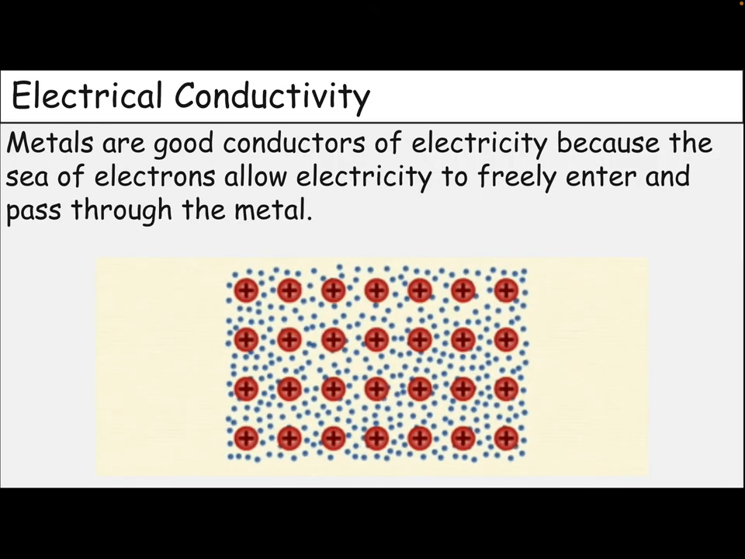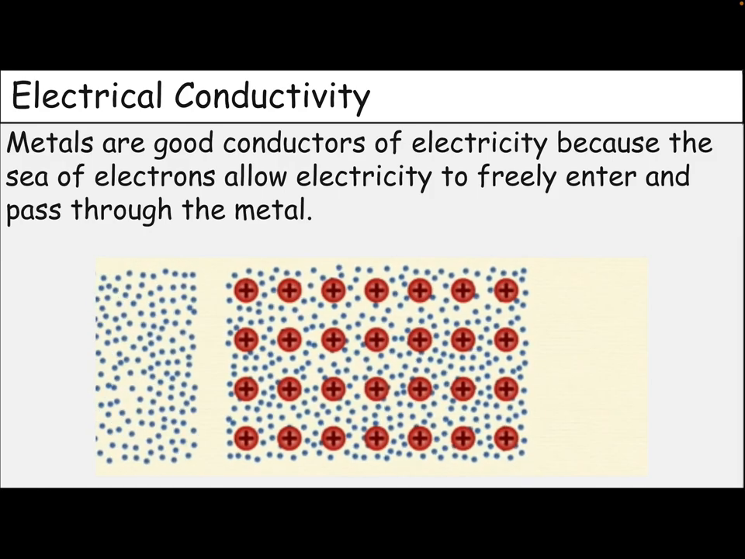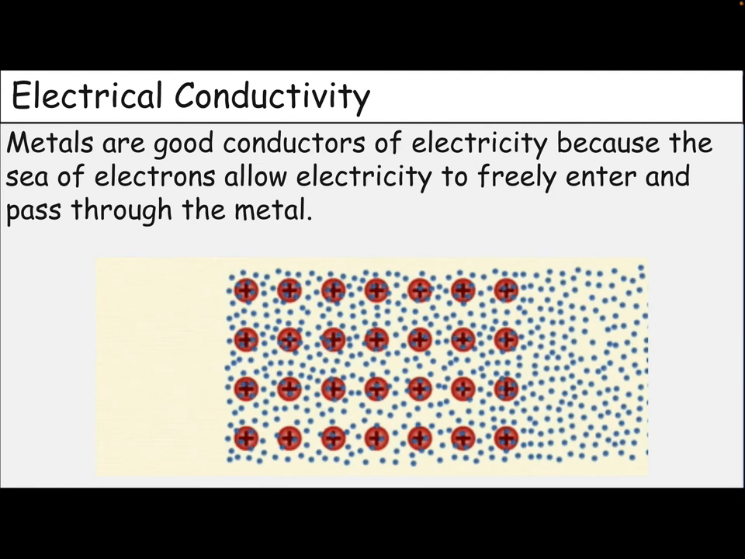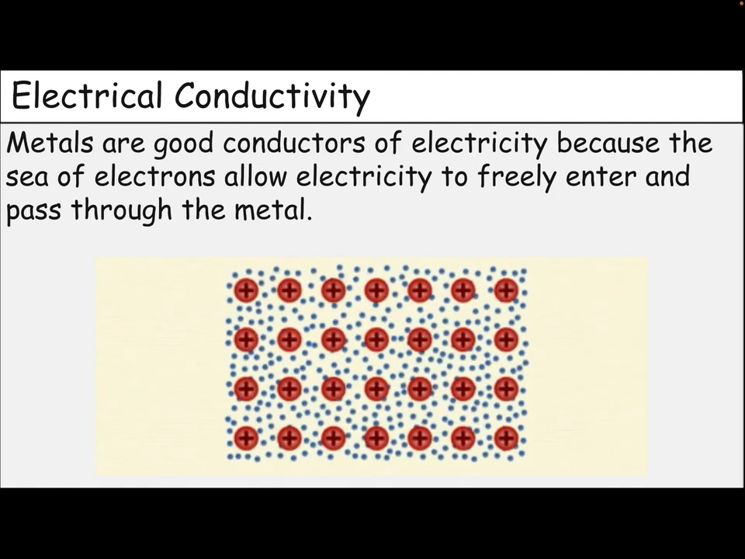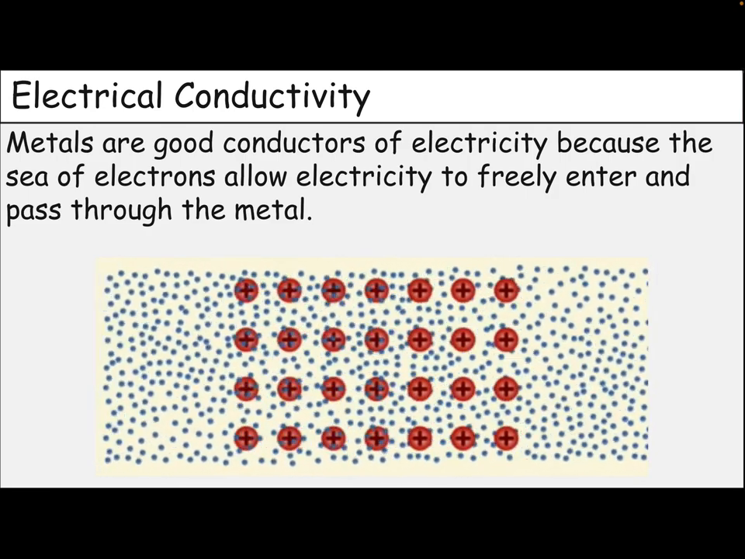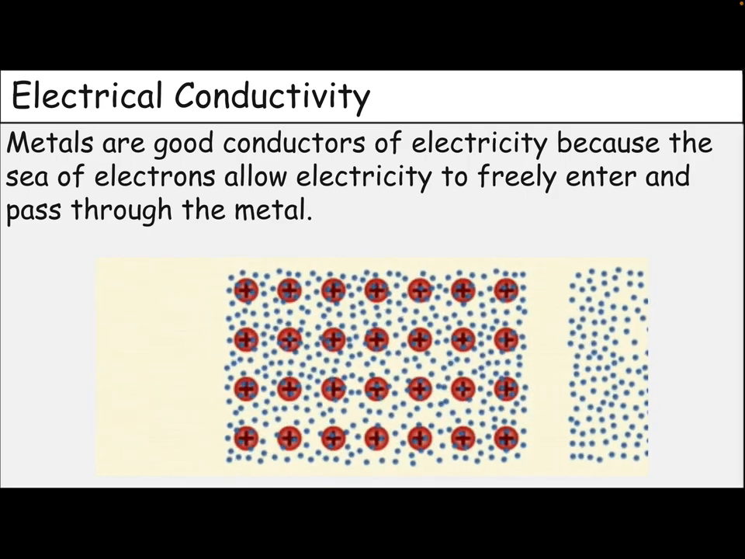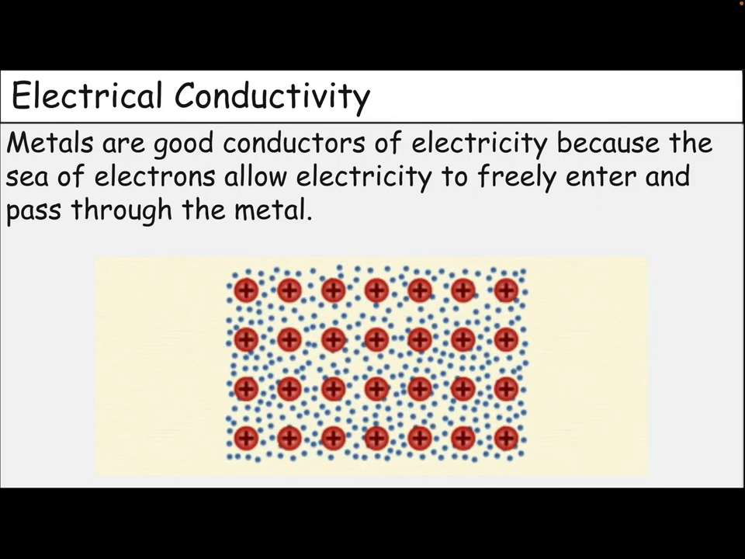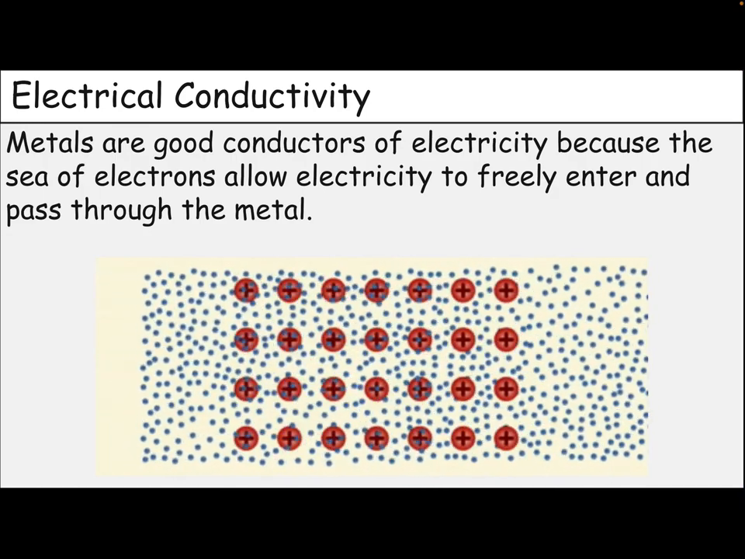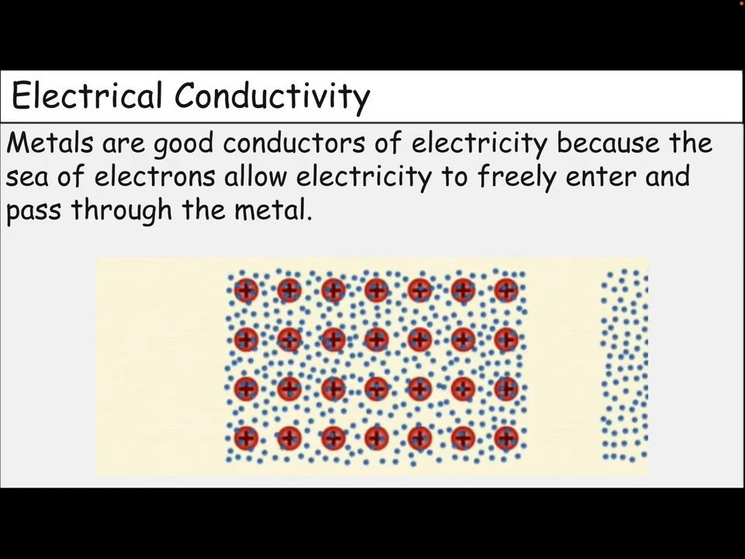So let's move on. Metals are also good conductors of electricity because the sea of electrons allow electricity to freely enter and pass through the metal. So what is electricity? Electricity is essentially the flow of electrons. And so this is absolutely perfect for metals, okay? Because if you look at the bottom, you see an image of electricity flowing through a metal, okay?